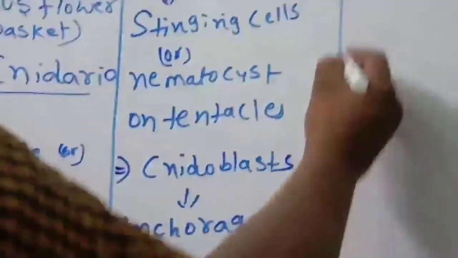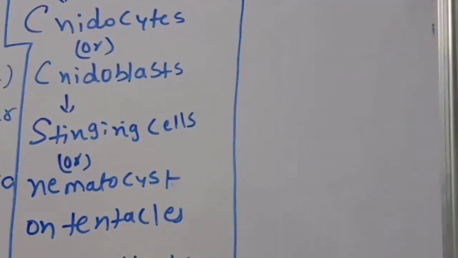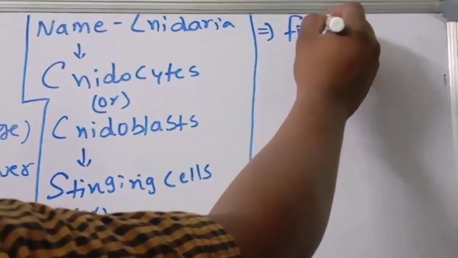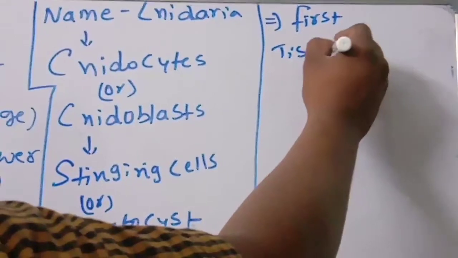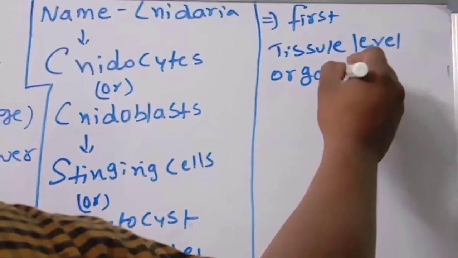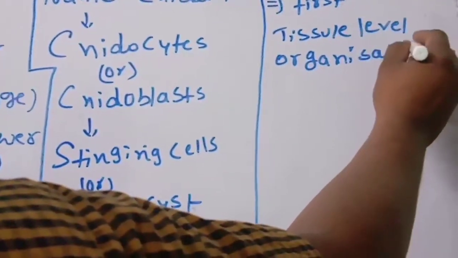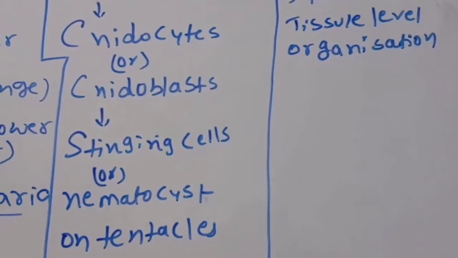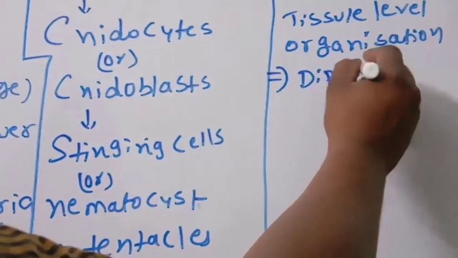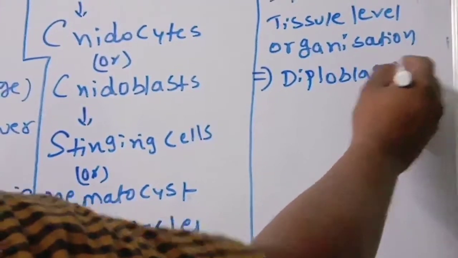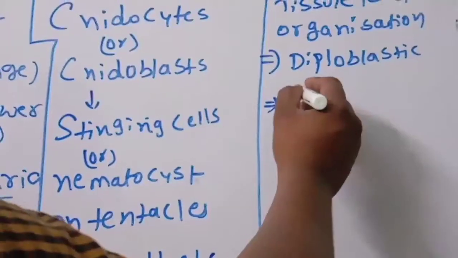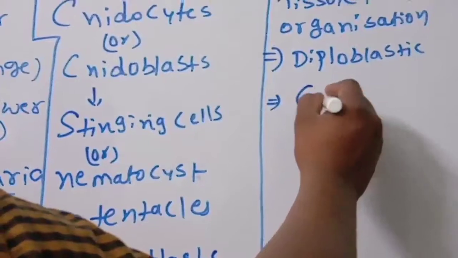Another important point we are going to discuss is that cnidarians show tissue level organization. That is an important point. Next one, they are diploblastic. Diploblastic means two germ layers are there. Next one, they have a central vesicular cavity.